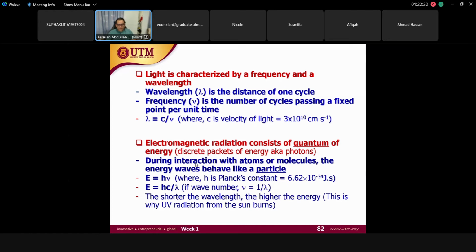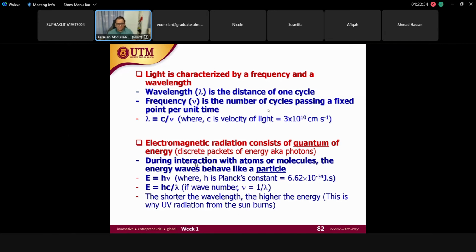The shorter the wavelength, the higher the energy. This is why UV radiation from the sun can burn. The shorter the wavelength, the higher the energy. You have learned this, right? So this is why the UV radiation inside the various radiations in sunlight can burn, especially our skin, because the wavelength is shorter.